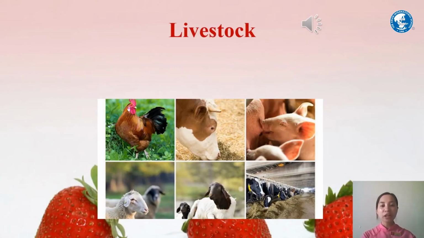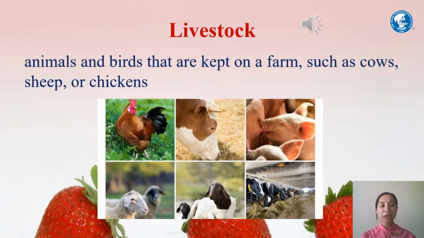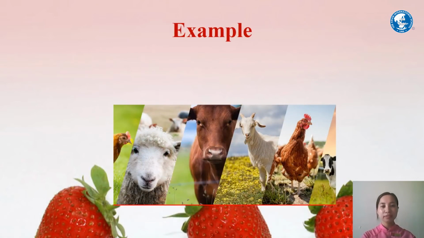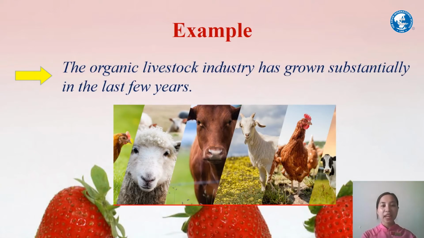What is livestock? I believe the picture partly reveals its meaning. Livestock are animals and birds that are kept on a farm, such as cows, sheep, or chickens. Repeat. Livestock. One more time. Livestock. Here is the example for you. The organic livestock industry has grown substantially in the last few years.